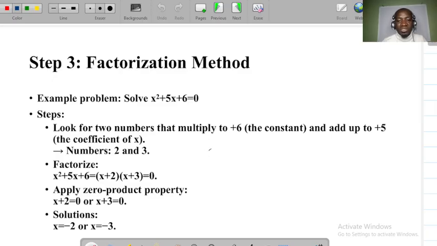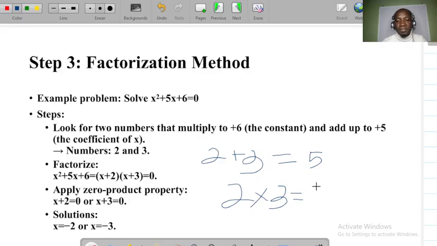That is 2 plus 3 is equal to 5. And then 2 times 3 is equal to 6.